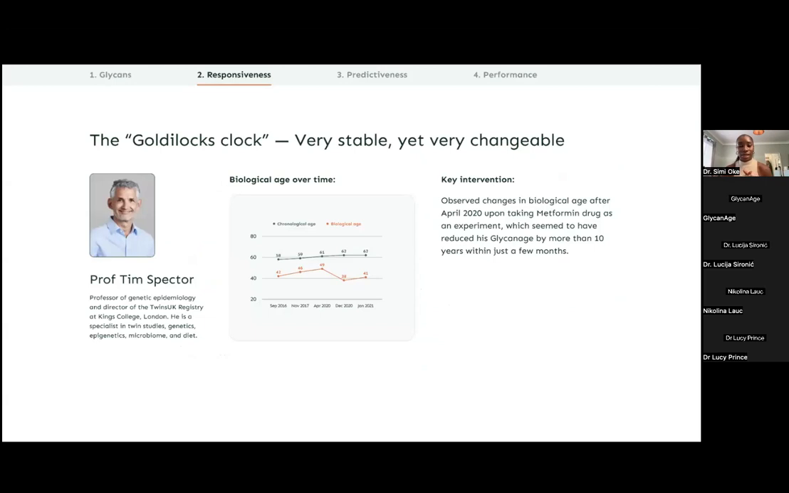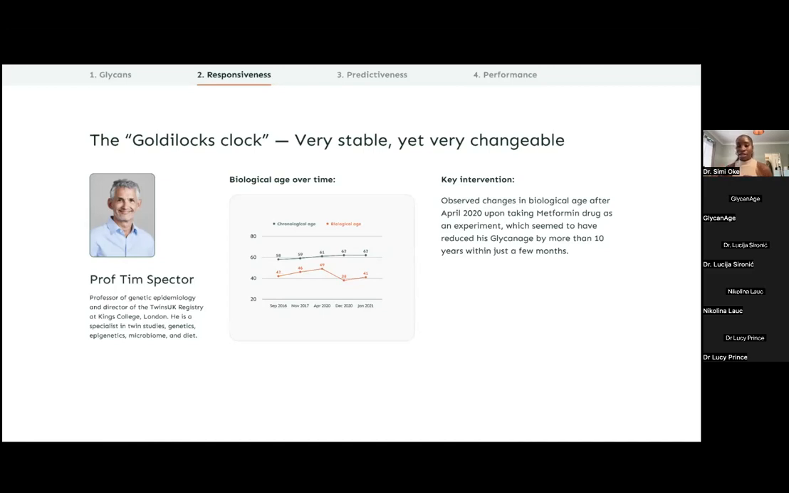We've worked with Professor Tim Spector for quite a long time. He's a well-known professor who was director of the twin studies and is also founder of the Zoe diet, which is a personalized diet. He's been doing his GlycanAge, his biological age testing, way before we even became commercial. You can see on this graph that the orange line is his biological age, and the green line is his chronological age, or what I like to call the driving license age. As you can see, he was always lower than his chronological age, so he was doing relatively well. However, he started to see that aging increasing in rate, and so made the decision to start taking metformin.